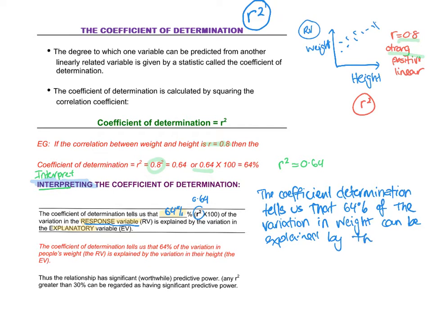by the variation in, and what was my explanatory variable? Height. So you always write the same thing, except obviously you have to change what the actual r squared value is, and you'll have to write what the response is for your case and what the explanatory is.